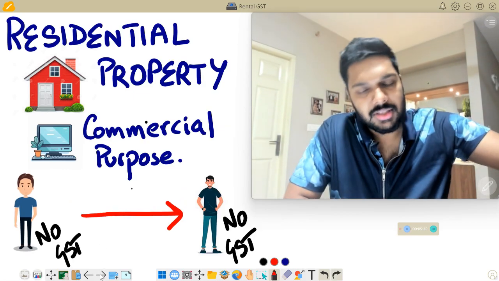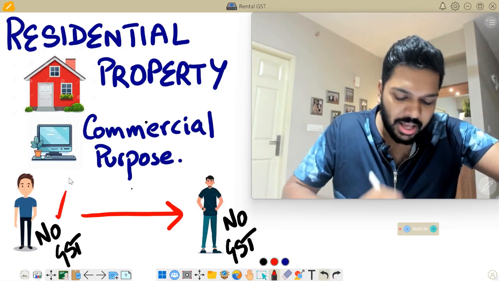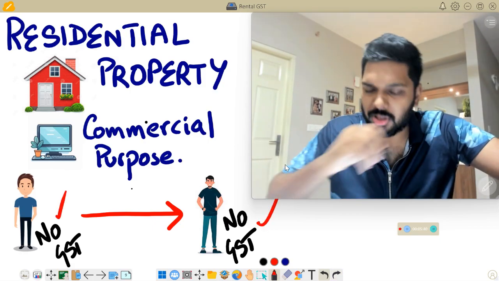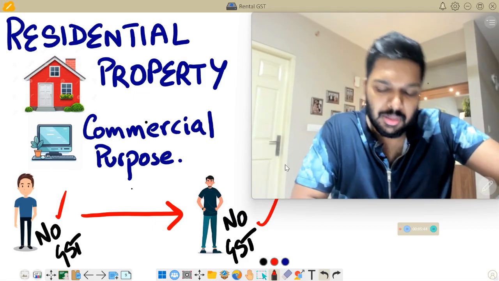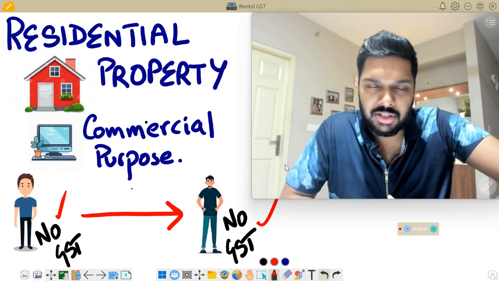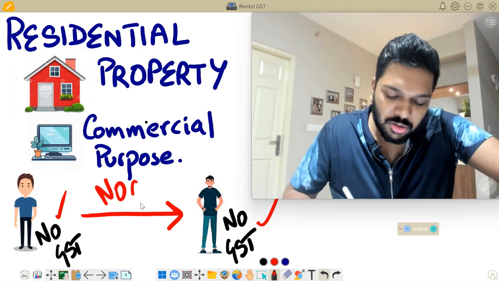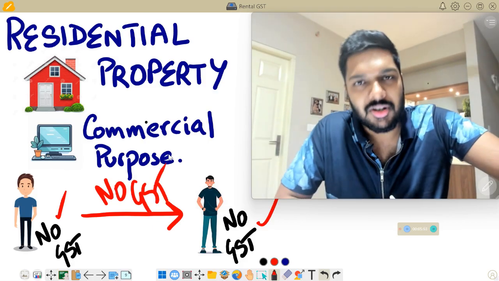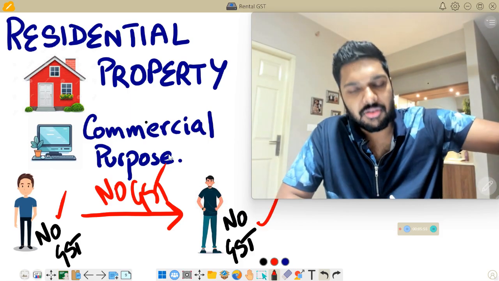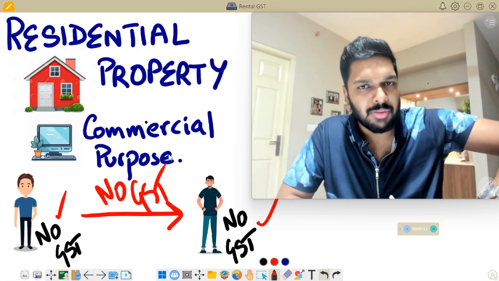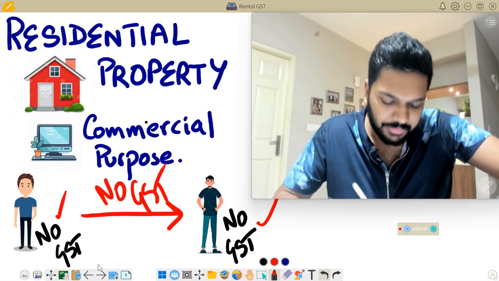Taking the same case, again, the landlord does not have GST registration, and the tenant also does not have a GST number. In this situation, although it's used for commercial purposes, both the parties do not have a GST registration, therefore there is no question of GST being payable in this particular transaction. So this is a case of a residential property being used for commercial purposes where we discussed 4 situations.